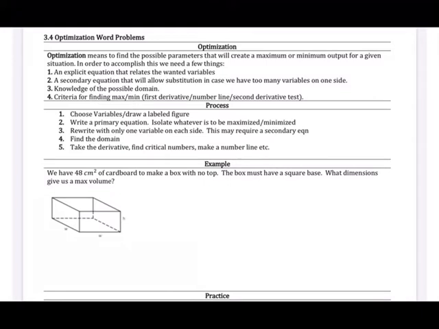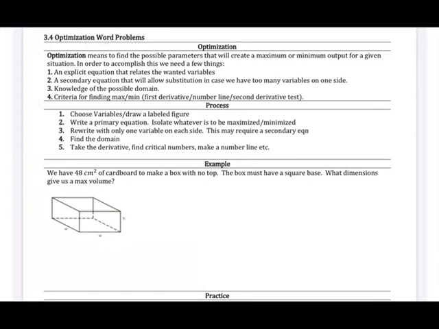Again, make sure you're paying attention to the domain. Take the derivative and analyze the critical numbers, make a number line so that you can determine whatever value you're being asked about. So that's really the process that we're going to go through today. We're going to do 3 or 4 examples and really hit into what this looks like.